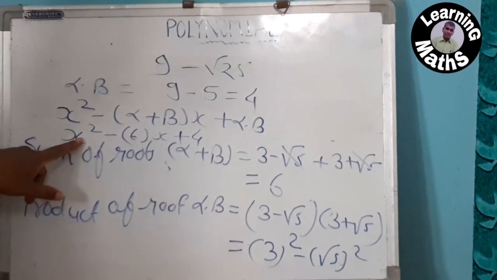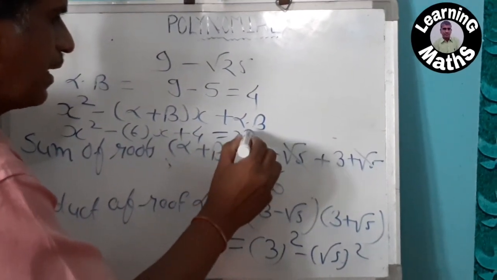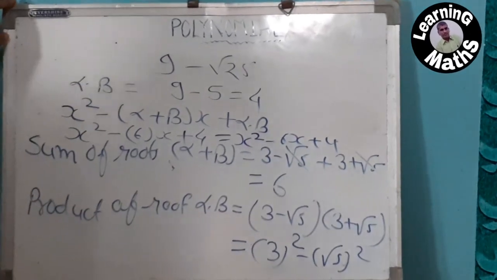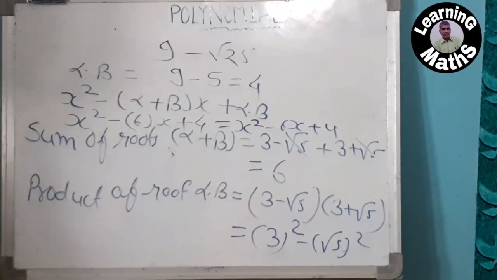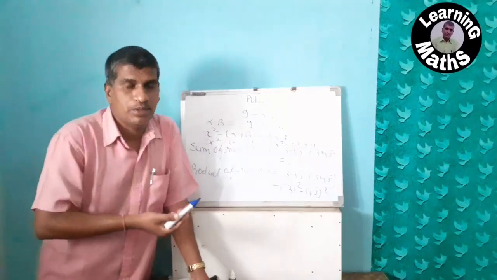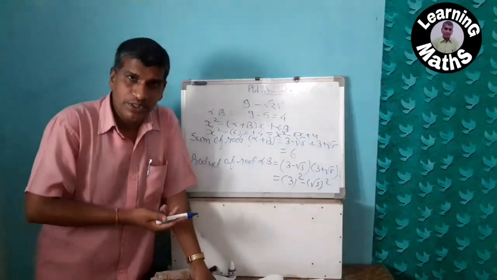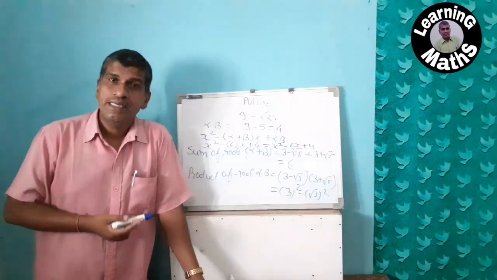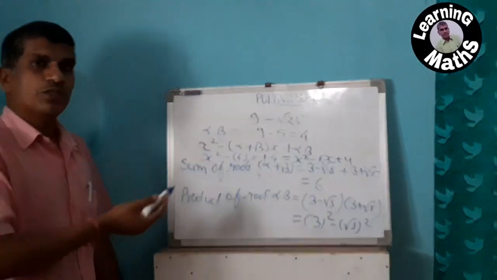So this is the solution. x square minus 6x plus 4 is the standard form, ax square plus bx plus c. So I have already explained what is alpha, what is beta. These are the roots of the quadratic polynomial. And sum of roots, alpha plus beta equal to minus b by a, alpha into beta equal to c by a. If zeros are given, then how will you find this quadratic equation?